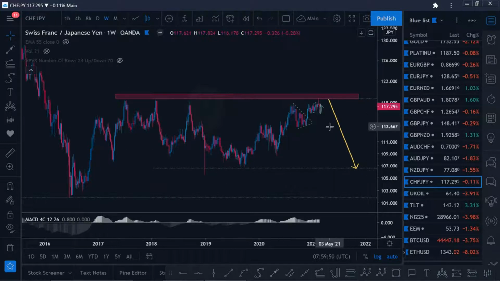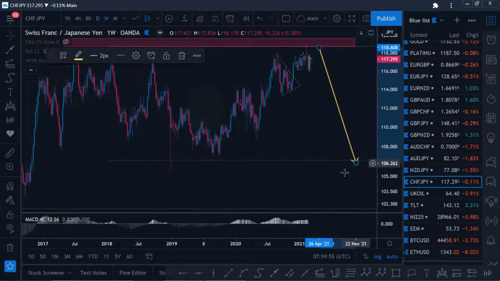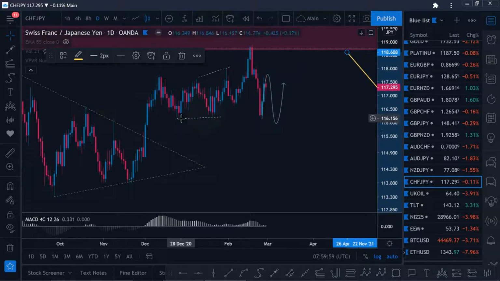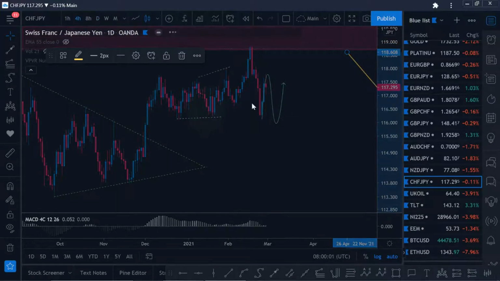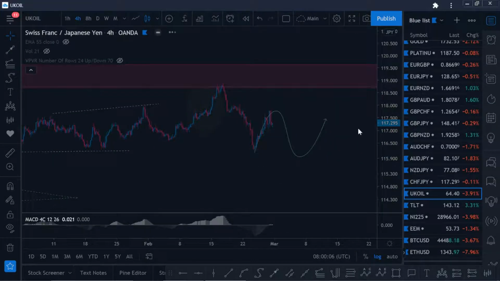As you can see, structure-wise, not the cleanest structure ever, but I suspect if we continue to the downside, we're going to go test 106, which is a really big trade as well. So if this starts to set up and look like that downside is coming, then we're definitely in the game.